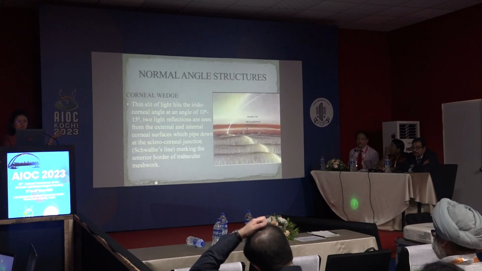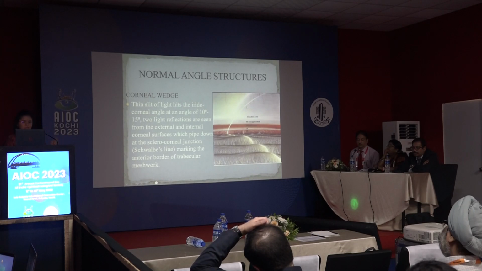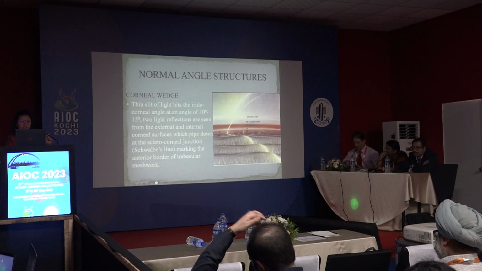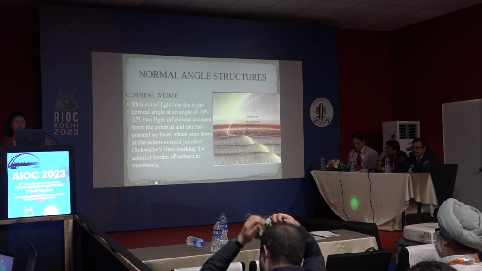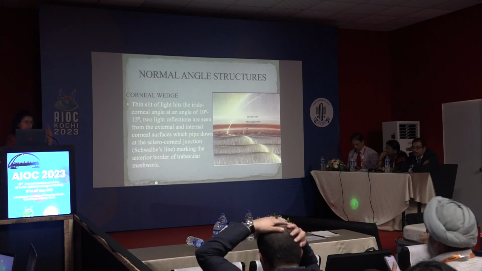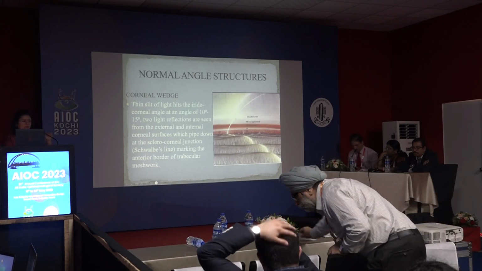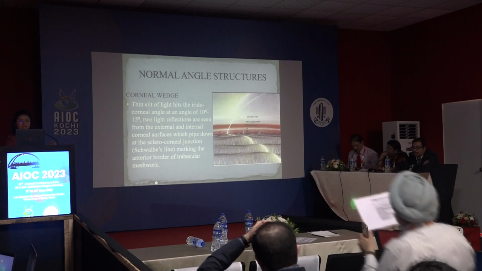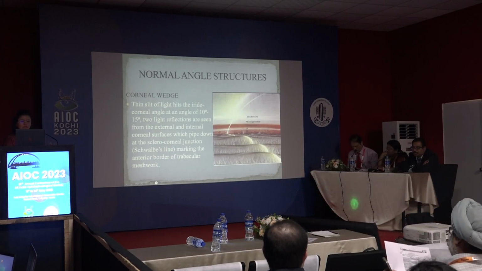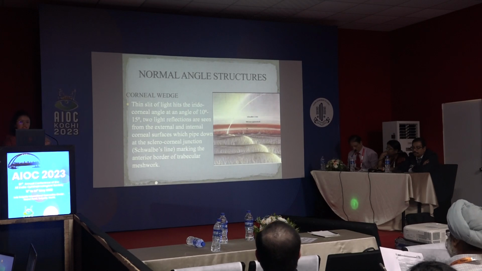As I've shown you, the first thing that we do is make a slit beam. After making the slit beam, we have to make a corneal wedge. So first, you should look at the corneal wedge. What is the corneal wedge? You can see there are two rays of light that are converging at the end. One is from the posterior surface of the cornea and one is from the anterior surface of the cornea, and they converge at the corneoscleral junction.